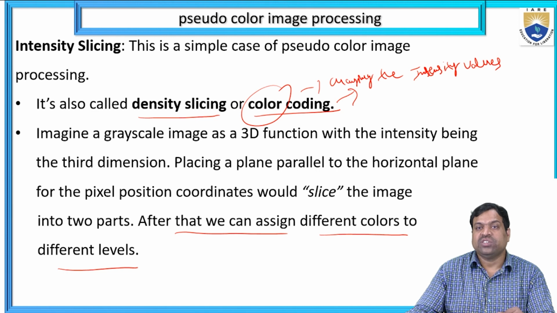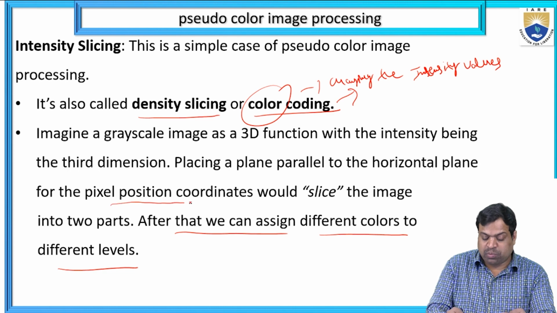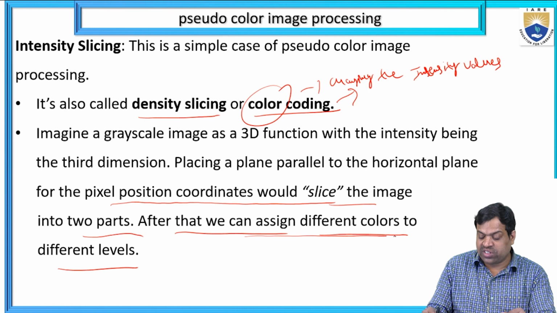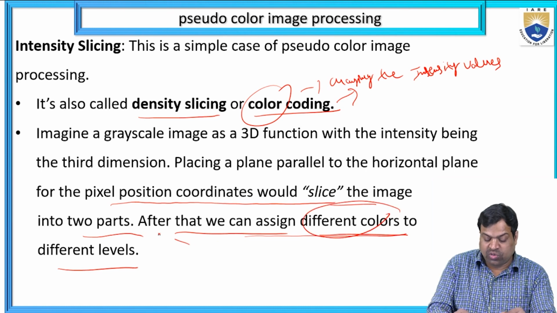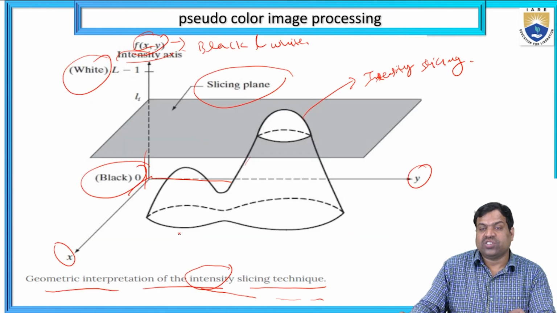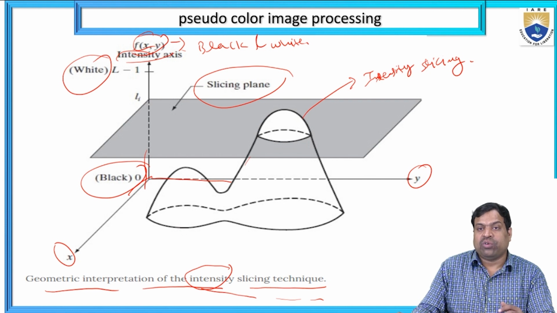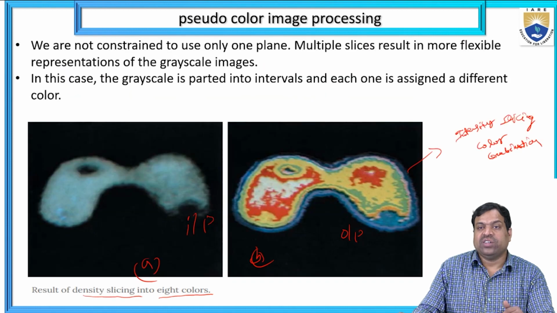The image in grayscale is a 3D function, and what would be the slice? The pixel position coordinates slice the image into two parts. After that we can assign different colors to different levels. That is slicing. It is a block diagram of the intensity slicing technique, meaning a slicing plane and a combination of white and black with x and y axes, and it shows the input and output images, the result of density slicing into the 8 colors.